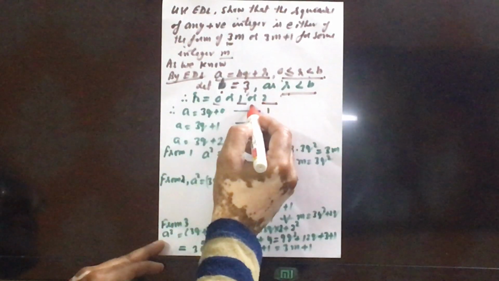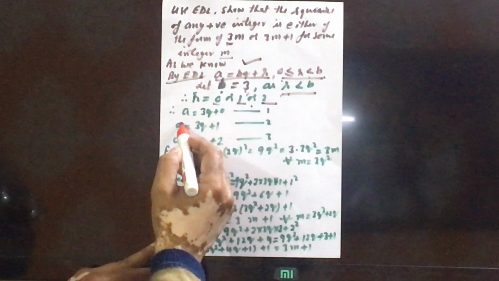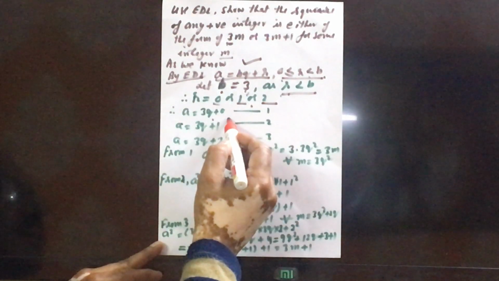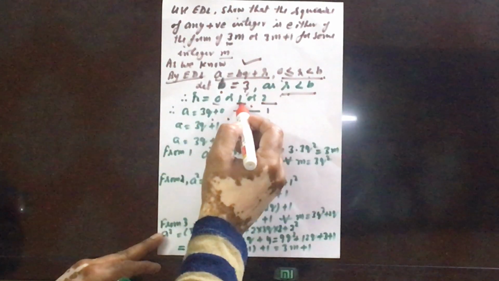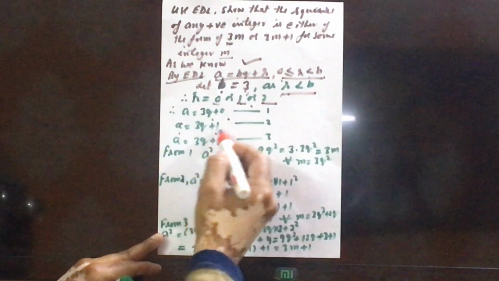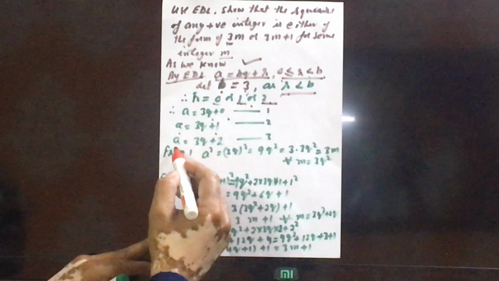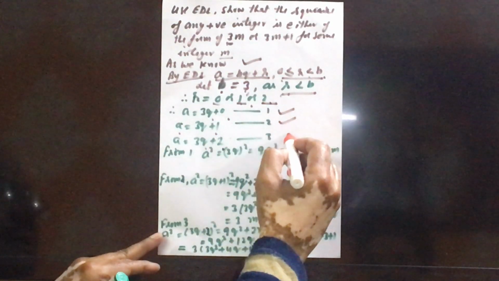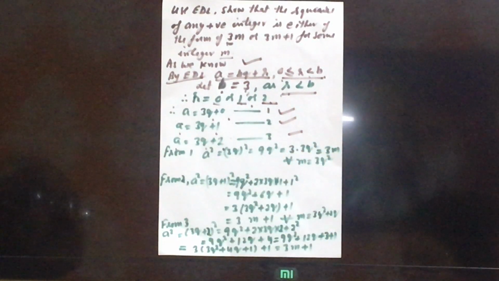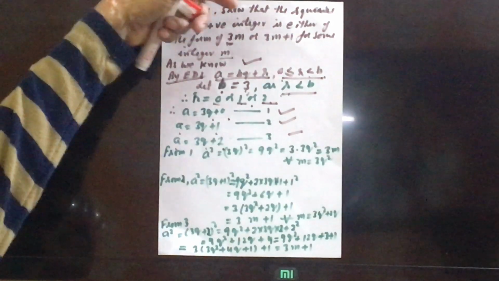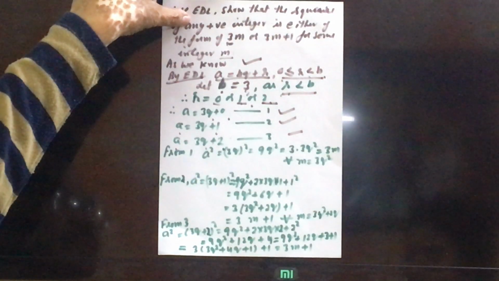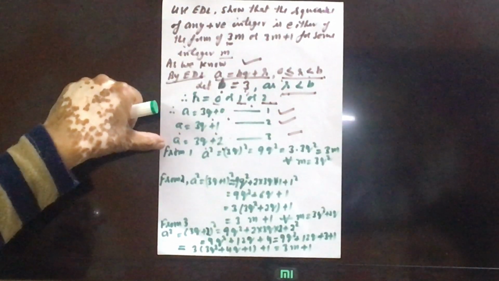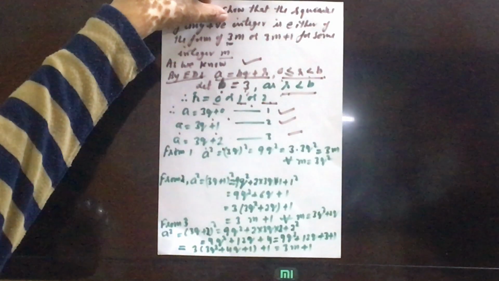Now if we put these values in Euclid division lemma, we will get a is equal to 3q plus 0. Second case, if we put 1, then a is equal to 3q plus 1. If we put r equal to 2, we will get a is equal to 3q plus 2. So we will get 3 possibilities. Now, according to the question, they are saying to show the square of any positive integer. So these are the positive integers and we have to find out their squares.